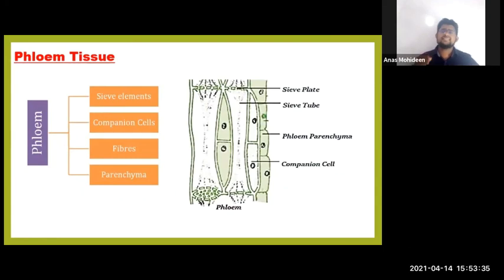Next, we are heading up with the second type of complex permanent tissue, that is the phloem tissue. This is the tissue organized to perform the function of translocation of food throughout the plant. The food produced by the plant leaves will be carried throughout the plant by phloem tissue, and this phloem tissue is made up of four types of cells. They are the sieve tube elements, companion cells, phloem fibers, and phloem parenchyma. Among these four cells, only one cell is non-living, and that is the phloem fibers, while all the other three cells are living cells.